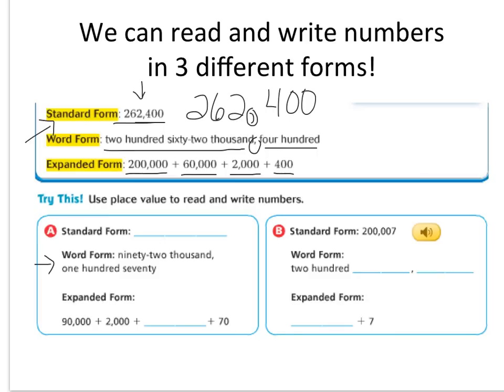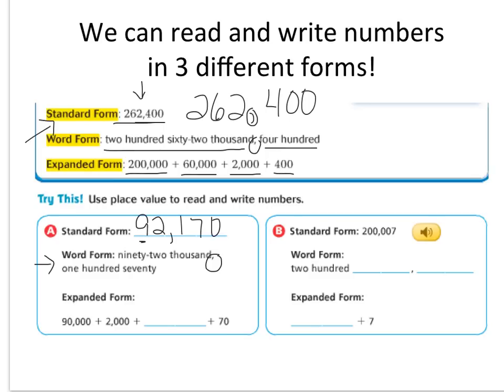So I see I have 92,000. Oh, there's that comma. So I'm going to say 92. I'm going to put my comma there. 170. Let's look at it. 92,170. Check. Now, we could write that also in expanded form.